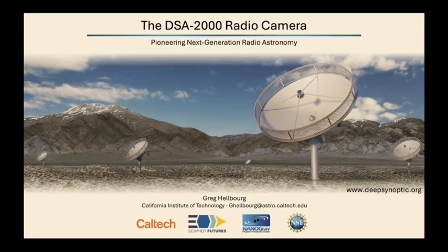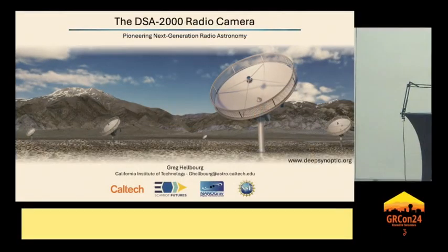Yeah, so my name is Greg Hellbourg. I'm at the Institute of Technology in California, and I'm also the spectrum manager of the Owens Valley Radio Observatory, which is a radio observatory owned by Caltech, which I'm going to present in a couple of slides.